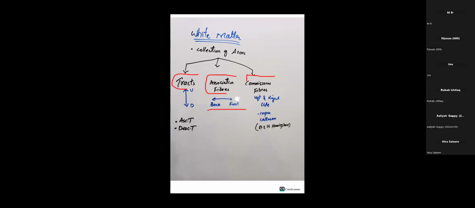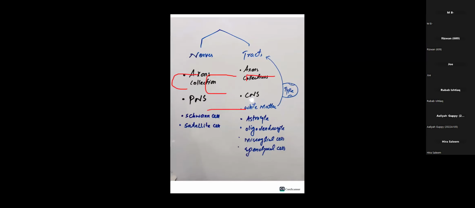That function is what we call white matter. An example is the corpus callosum, which is present midway between the two cerebral hemispheres. It is the connector which connects the right and left hemispheres and transmits information from one part to the other.